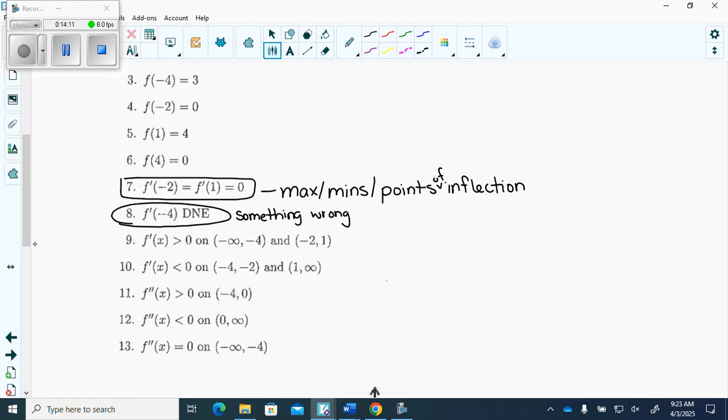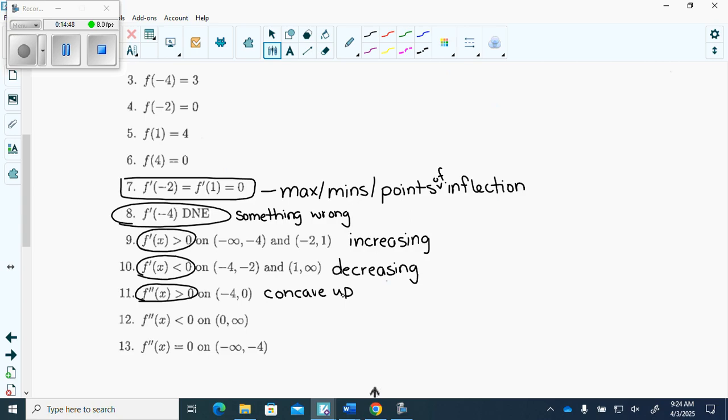Okay, when the f prime of x is greater than 0, what does that tell me? The graph is doing what there? Increasing. Increasing, yes. F prime of x is less than 0. Decreasing. Decreasing. F double prime of x is greater than 0. What does that tell me? Concave up.